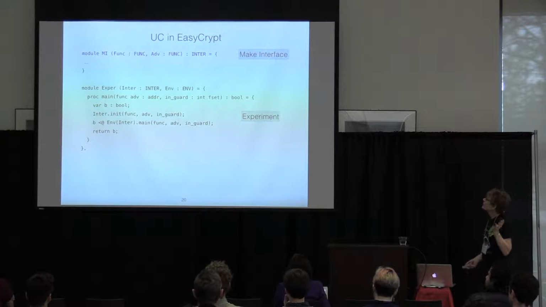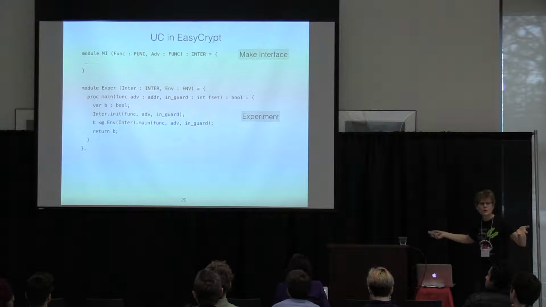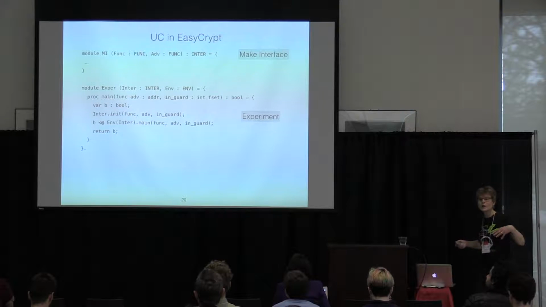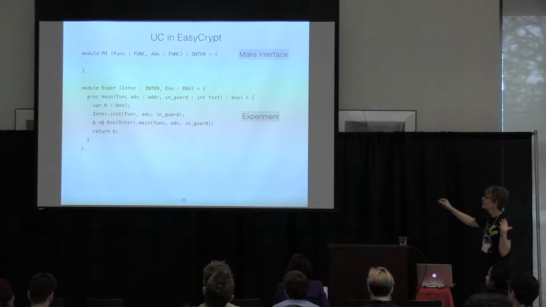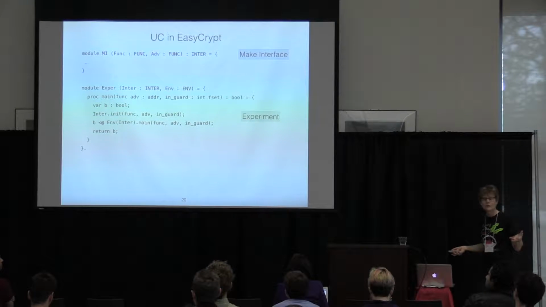So how do we make an interface? Well, we have a router that I'm not going to show you that takes a functionality and an adversary and puts them together into an interface. And then an overall experiment, which is parameterized by an interface and an environment, works like this. Its main function takes the usual arguments, it initializes the interface, and then invokes the main function of the environment, letting it experiment with the interface as many times as it likes. Eventually, it returns a Boolean judgment, which is returned as the result of the experiment.